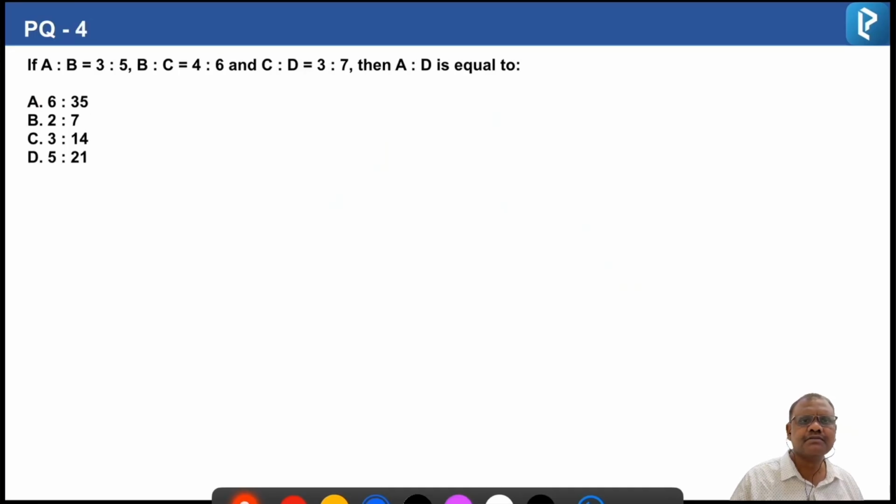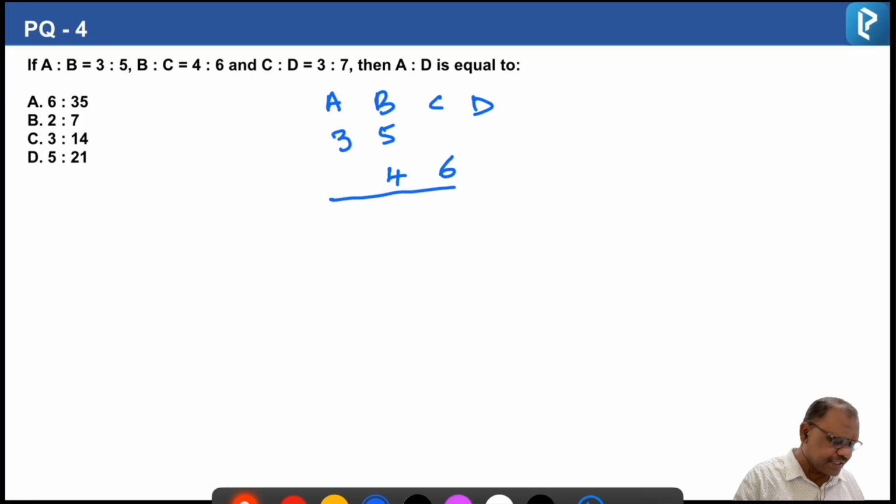Moving to the next question. A is to B is equal to 3 is to 5, B is to C is 4 is to 6, C is to D is 3 is to 7. Then A is to D is equal to? Here A is in the first ratio, D is in the third ratio. So to find out their ratio, we have to combine the three ratios. Let us follow the procedure to combine the ratios. So here A, B, C, D. A is to B is given as 3 is to 5. B is to C is 4 is to 6.